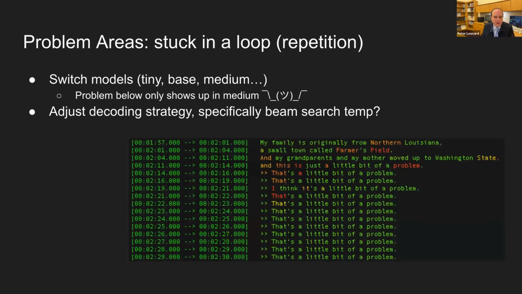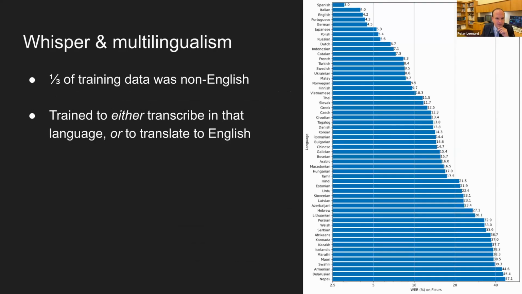Here's an example drawn from an oral history of looping, of Whisper getting caught in a loop. The speaker is not saying this phrase over and over again. There are a couple of levers you can pull. You can switch the model size, which will usually avoid a problem in that particular area. And you can also adjust the decoding strategy. This looks bad, but I would say it's very clear when this starts happening. So in a sense, a quick human review of this would catch a hallucination or a repetition that it happened.